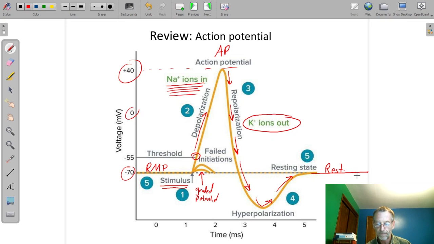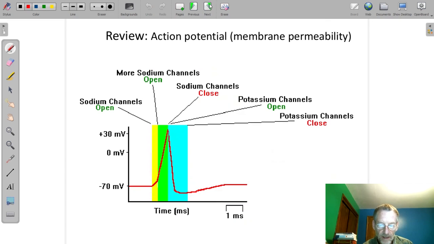Okay? That's pretty much review. Note that this happens pretty quick. Start to finish about 2 milliseconds, 2/1000ths of a second. So the next slide is just basically the same thing, but it's just a little more detail on what's going on with the ion channels.